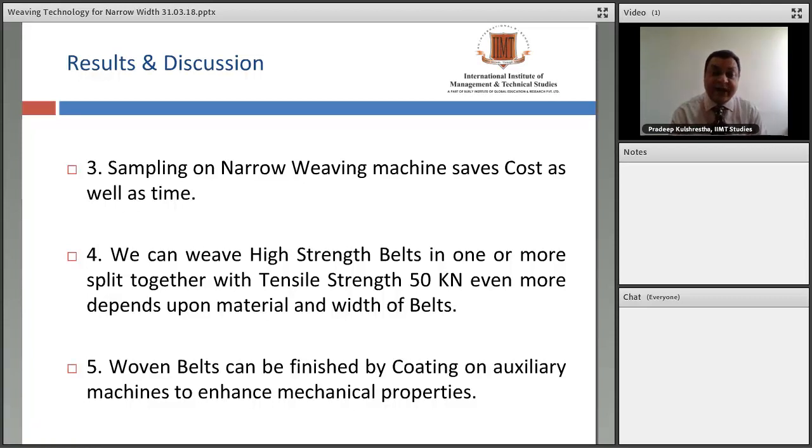Now we can view a high strength belt made of one or more plies together, with tensile strength of 50 kilonewton, or even more, depending upon the material and width of the belt. As I showed you in previous slides, the weaving width is very important to make the belt.